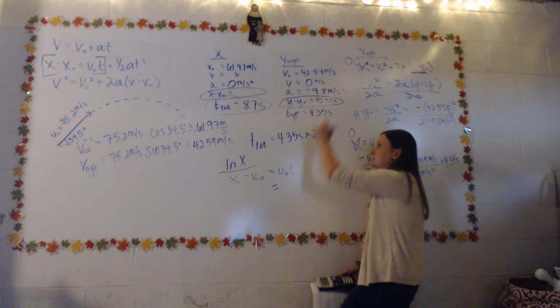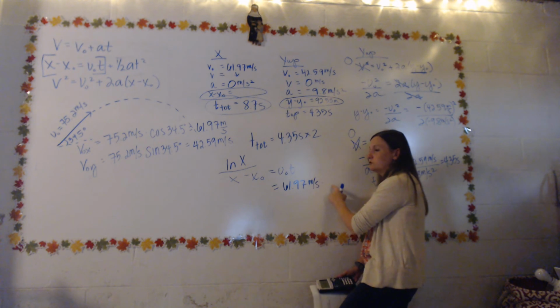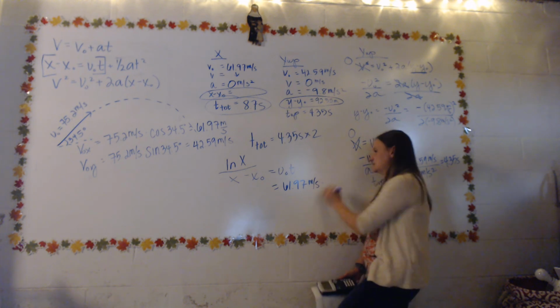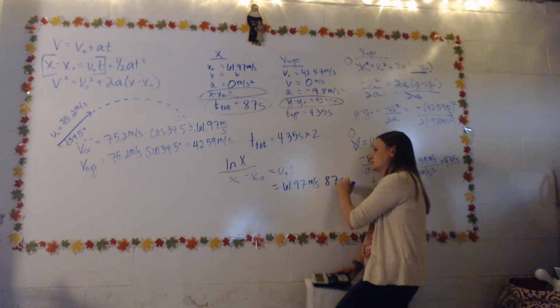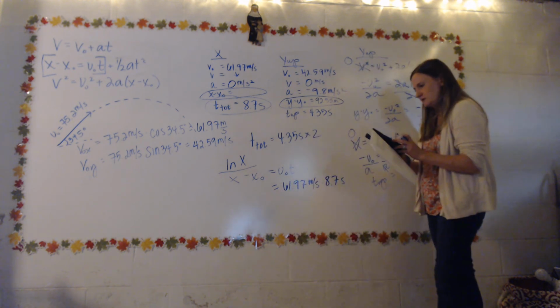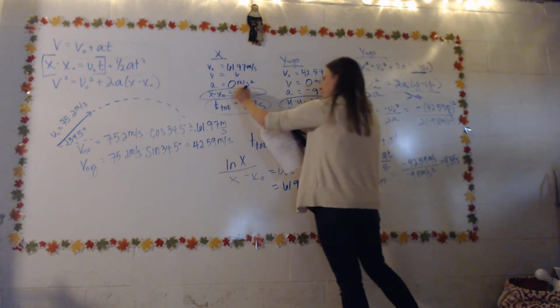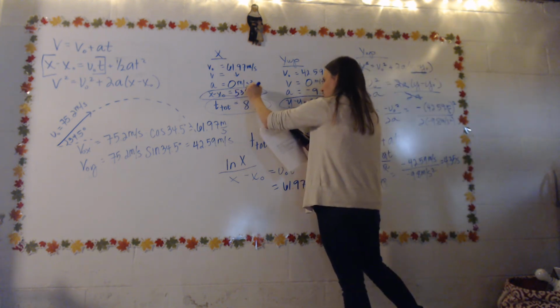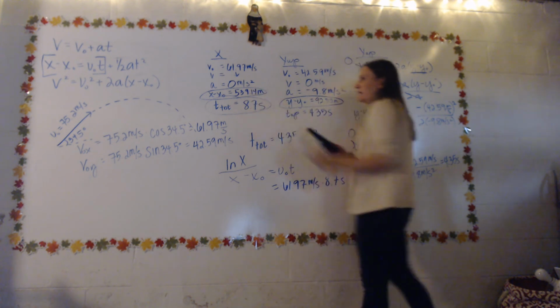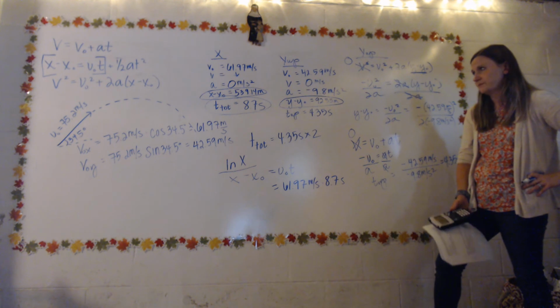So I'm going to take that initial velocity in x, which is 61.97. I'm going to multiply by t. Make sure you use your total time. It's traveling in x the entire time. So 8.7 seconds. And when I put this in my calculator, 61.97 times 8.7, I get a range of 539.14 meters. It's pretty far. It's over half a kilometer. So whatever this thing is, it's moving.